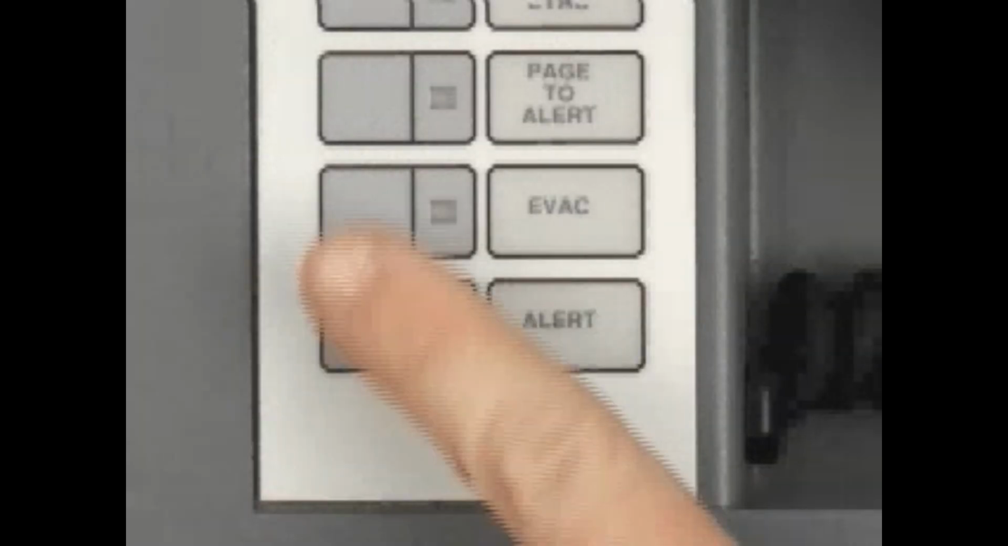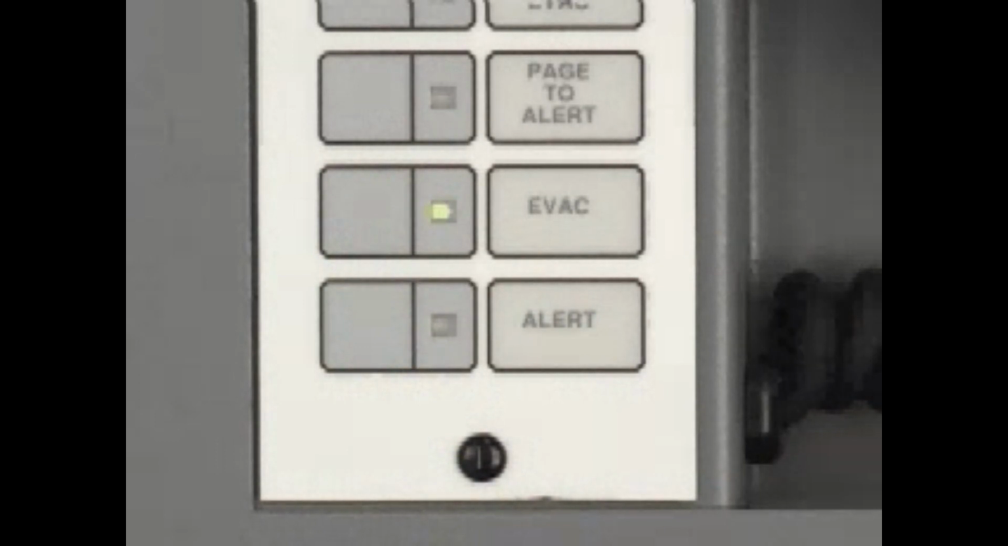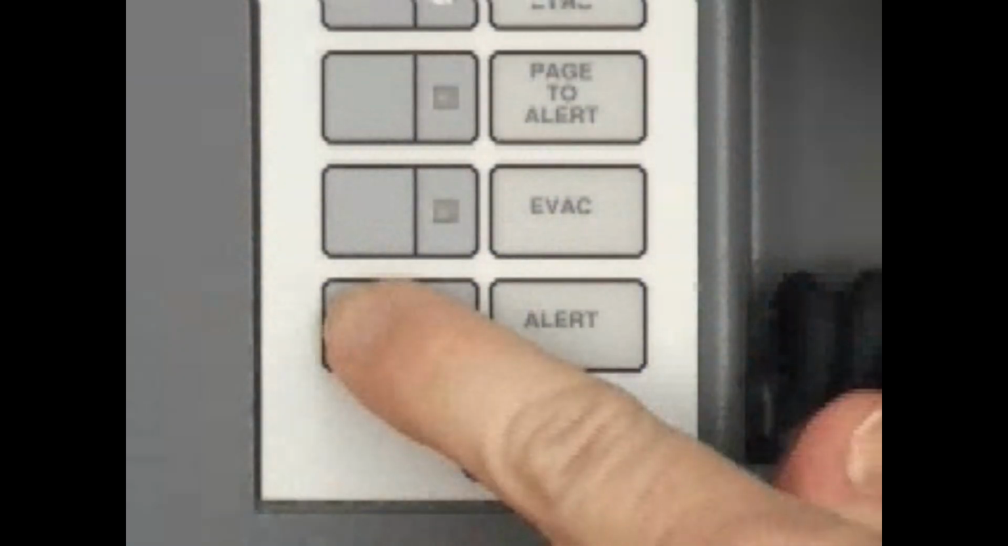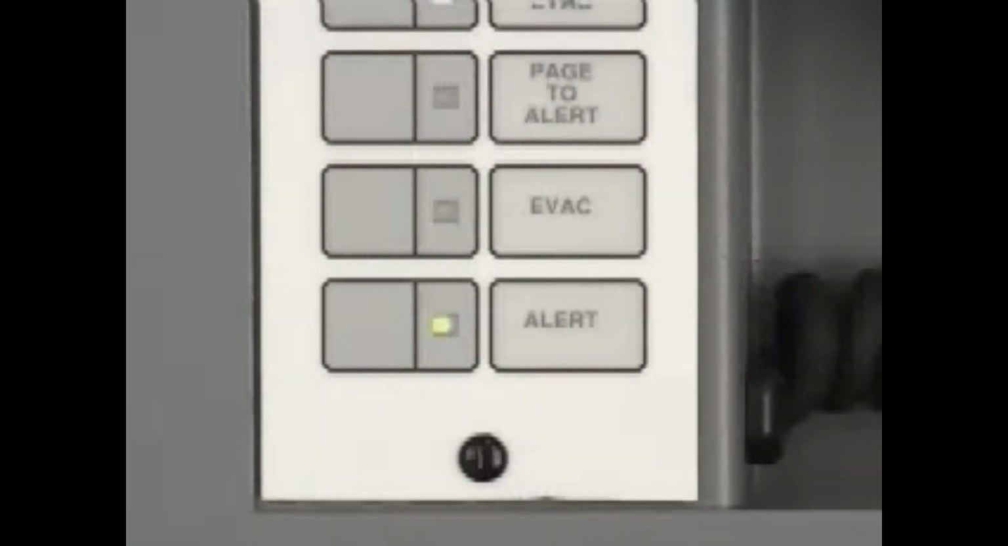The evac switch is used to manually activate the evacuation signal. The areas of the facility which you want to receive the evacuation signal must also be manually selected using the LED switch annunciator module. Refer to your site-specific instructions for information as to how to select specific areas within your facility. The alert switch is used to manually activate the alert signal.